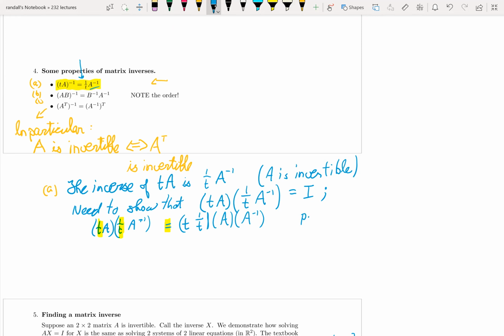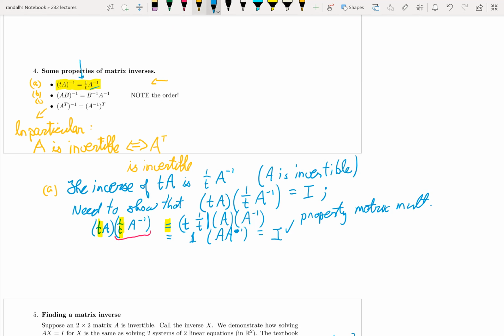So this is a property of matrix multiplication. And then I do the multiplication. Good, so then I get 1. And then I have this product, A times A inverse, so I don't have to write the 1 anymore, and A times A inverse is the identity. So it's true. In fact, this matrix right here is the inverse of TA. We demonstrated that. So that's all you have to do.